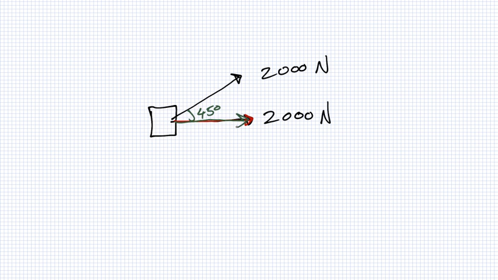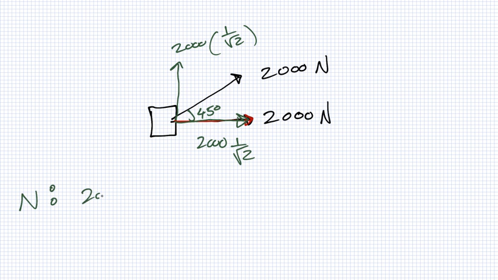So this component here will be 2,000 cos 45, which is 1 over root 2. And then this one here will be 2,000 sine 45, which is 1 over root 2. So in total going north, there's just 2,000 times 1 over root 2. In total going east, there's the 2,000 from the eastbound tugboat plus the east component of the tugboat heading northeast.